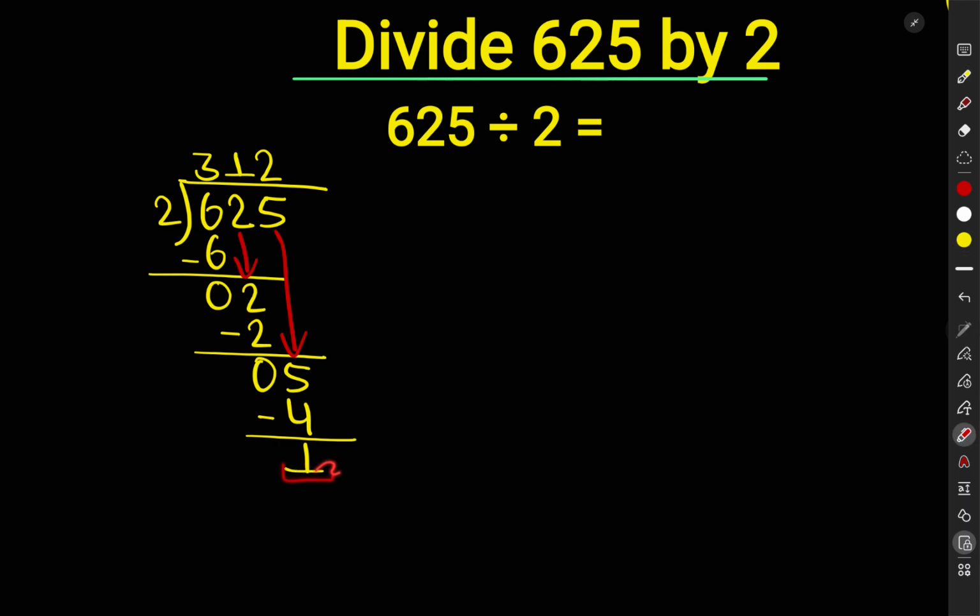So now this 1 is less than 2 and there is no other number to put down. So we place a decimal here so that we can put 0. So it is 10, and 2 times 5 is 10. On subtracting we get 0. So 625 divided by 2 is 312.5.